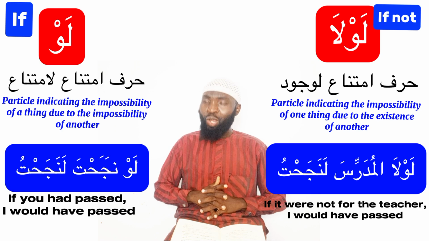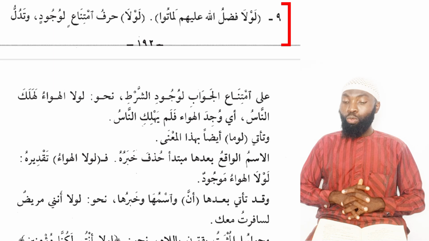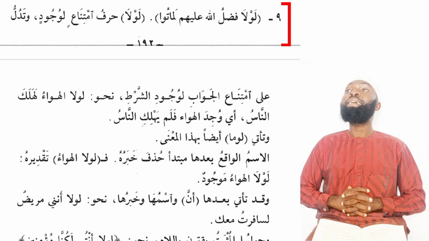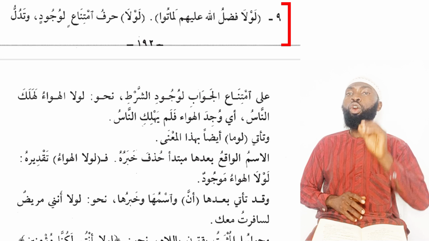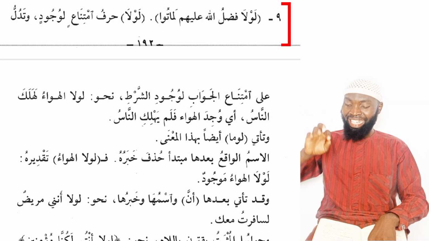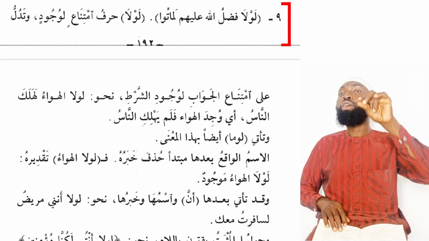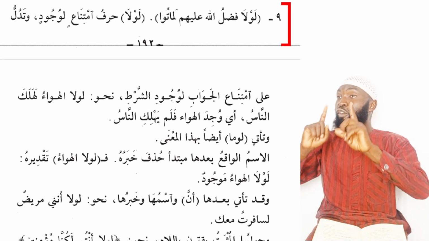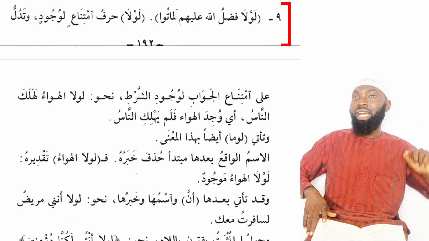Let's come back here and see. We are still on lesson 22 of book 3 of this book. لَوْلَا فَضْلُ اللَّهِ عَلَيْهِمْ لَمَاتُوا. If not for the favor of Allah upon them, they would have died. Can you see? لَوْلَا is used here. لَوْلَا فَضْلُ اللَّهِ عَلَيْهِمْ, if not for the favor of Allah upon them, لَمَاتُوا, they would have died.